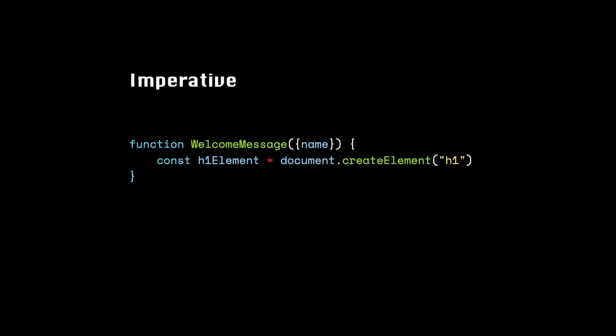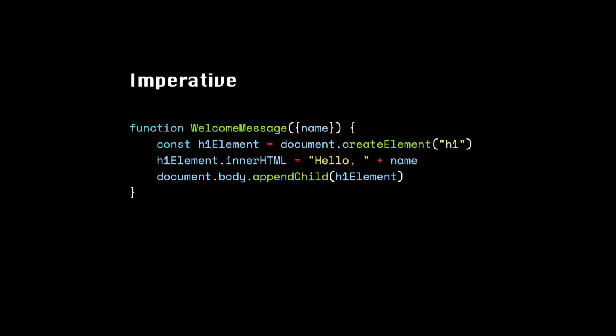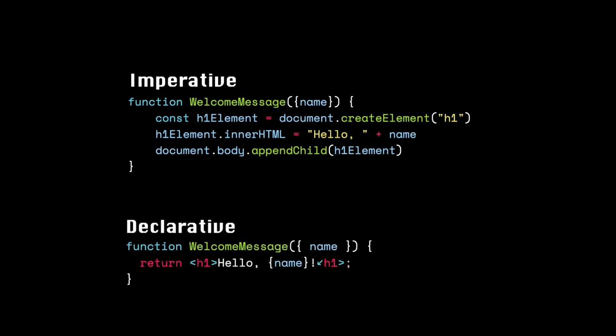To create the H1 with the correct content, we must first manually create the H1 element. Then, we set the inner HTML of that element to whatever we want. Lastly, we append this H1 node to the actual document body. This is the perfect contrast between declarative and imperative programming. Imperative programming is about telling the code exactly what to do to achieve what you want, whereas declarative code is about giving the big picture.